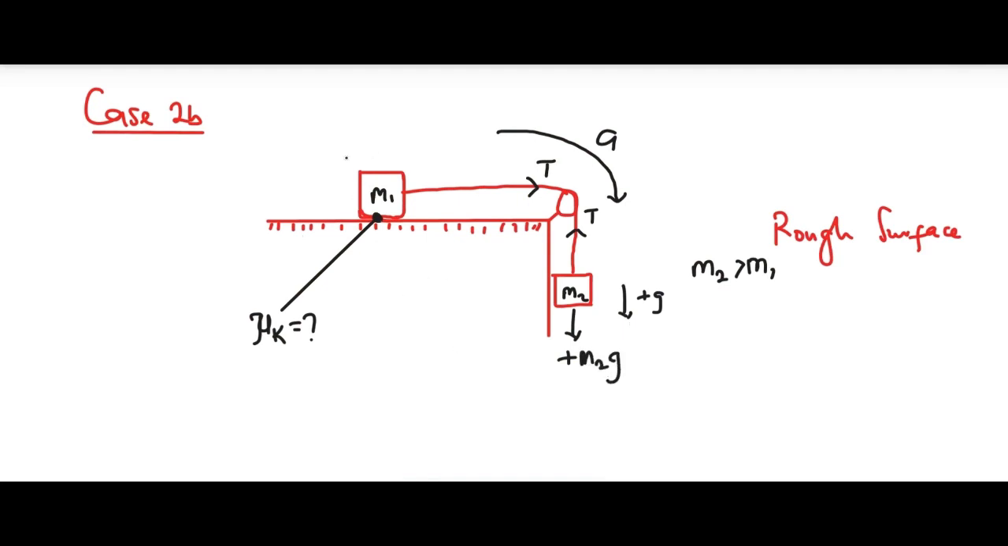And what's the weight of this body? The weight is actually acting towards the center of the earth, right? So the weight is equal to m1g here. The weight is not on the opposite side, right? Because the weight of the body is always acting towards the center of the earth.